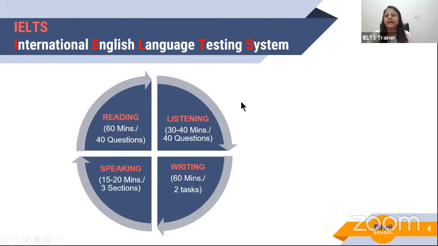Before I move ahead, I need you to know what writing is and how writing is different for academic and general students. For academic students, task 1 is graph writing and task 2 is topic writing. For task 1, they need to spend almost 20 minutes on their task. And task 2, which is a topic or an essay writing, 40 minutes are to be spent on it. If we speak about the general students, they have to do the letter as their task 1 and the topic as their task 2.